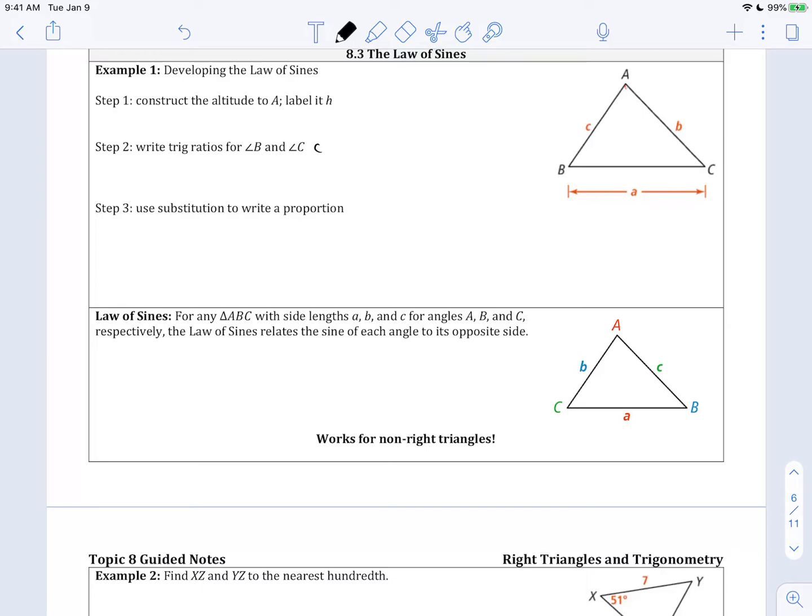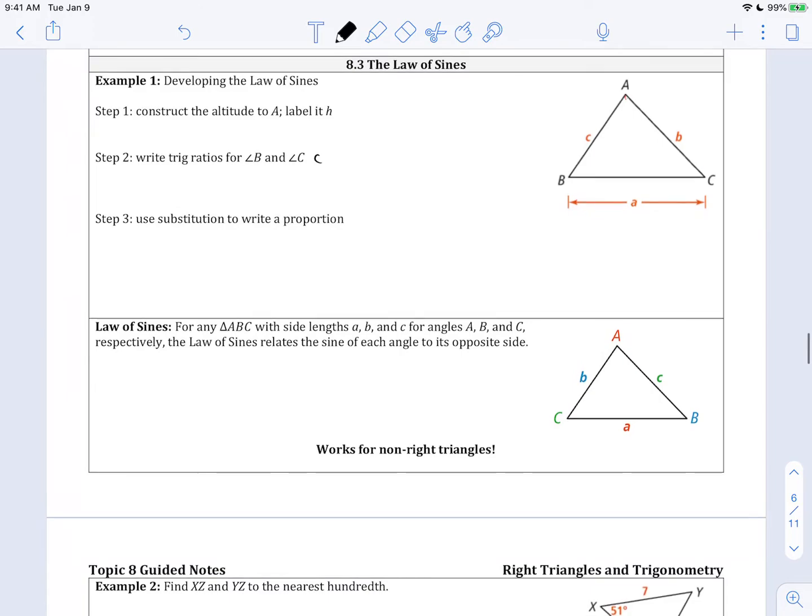So let's kind of get into this. I'm going to skip where law of sines comes from to start. I'm going to go into it, and then at the very end, I'll go back and you can see that if you're curious how to do it.